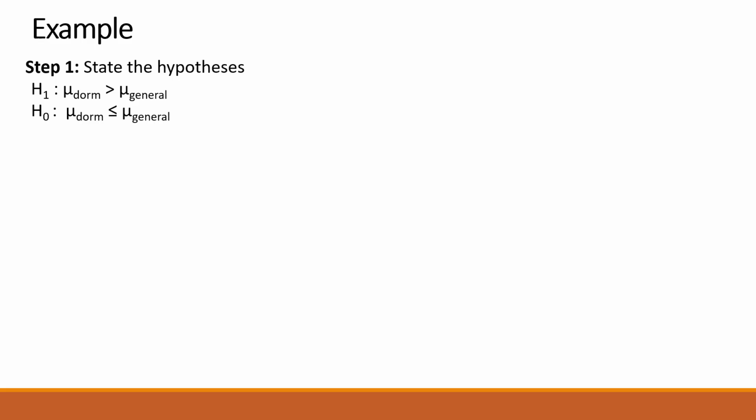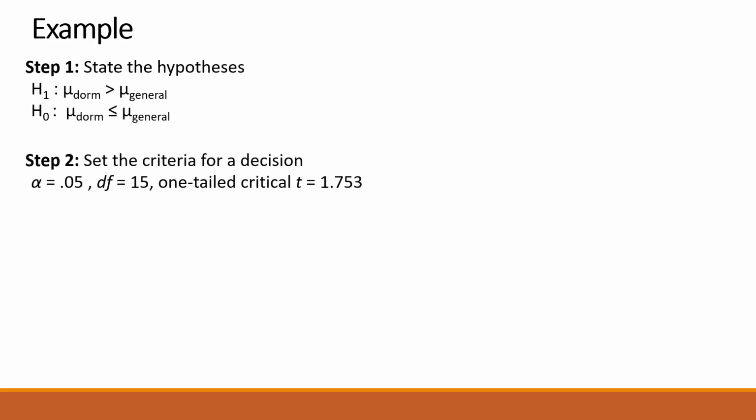From here, we need to set the criteria for a decision. Our p-value, which is listed here as alpha, is 0.05. There are 16 people in the dorm, so the degrees of freedom is 15. And for a one-tailed test, the critical value taken from the table is 1.753.